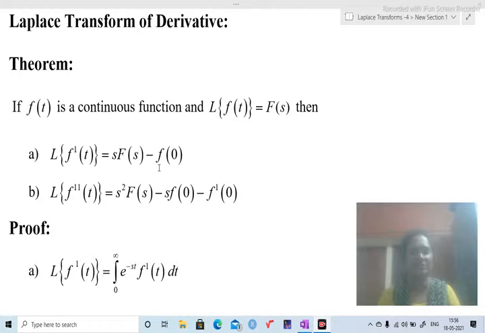This is the first one, that means Laplace transform of derivative of f of t. Second one, L of f double dash of t equals s square F of s minus s into f of 0 minus f dash of 0. Now we are going to prove these two values of Laplace transforms.